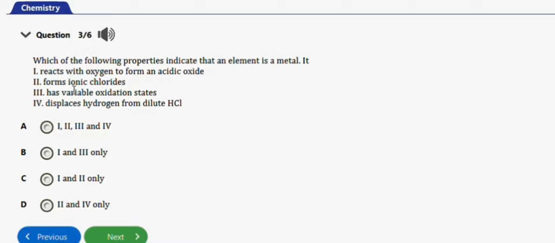I forms ionic chloride, yes, and IV displaces hydrogen from dilute hydrochloric acid, yes. The right answer is option D. That's it for this question. The next question will be this one.